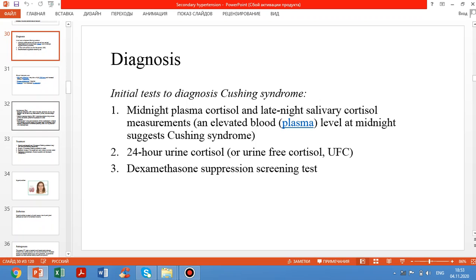Diagnosis. Initial tests to diagnose Cushing syndrome: midnight plasma cortisol and late-night salivary cortisol measurement, 24-hour urine cortisol or urine-free cortisol, and dexamethasone suppression screening test.